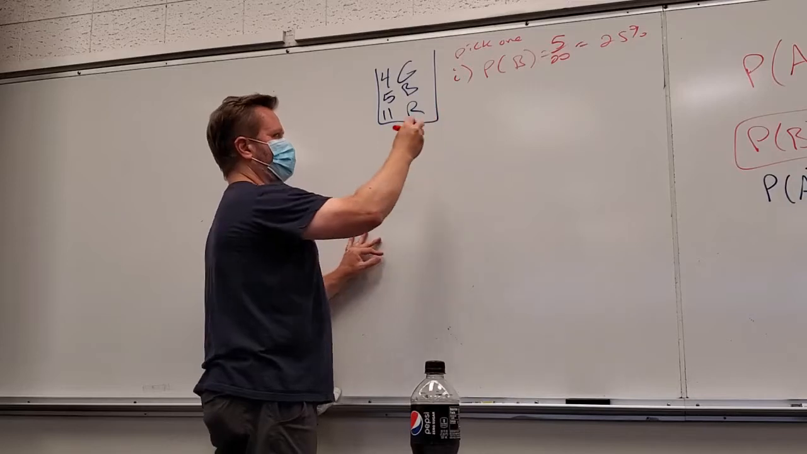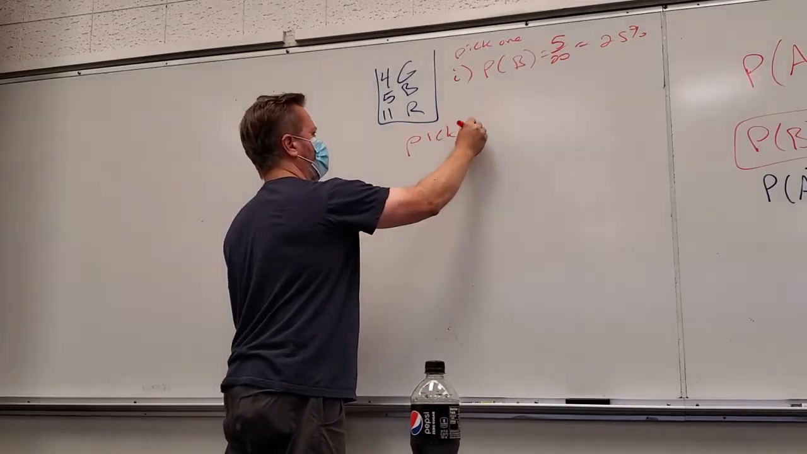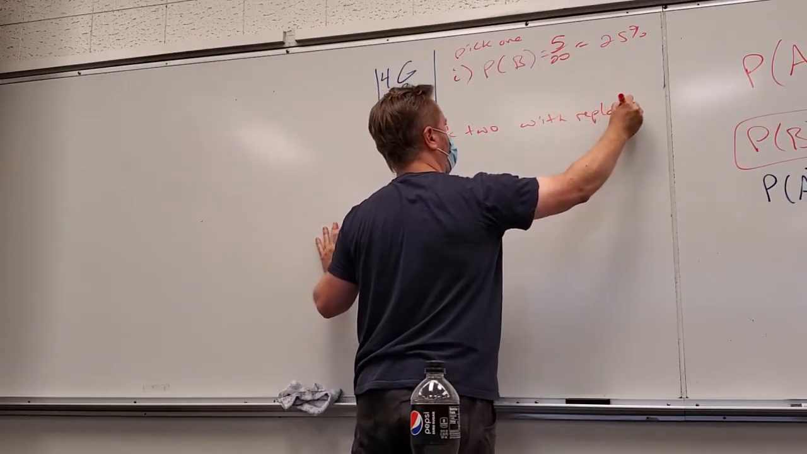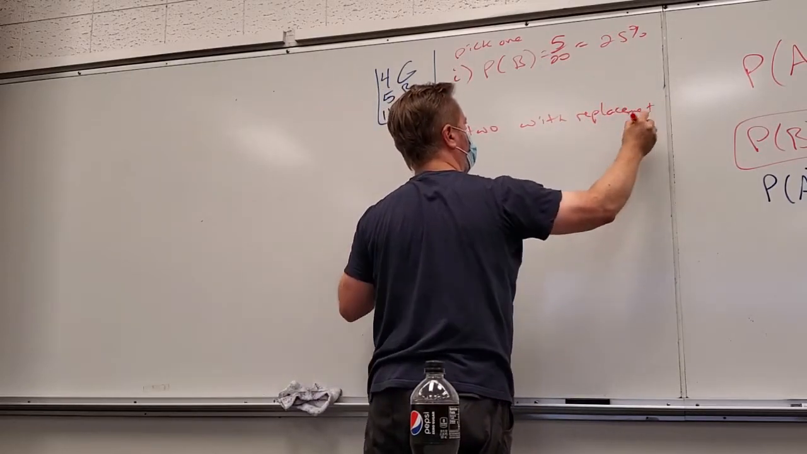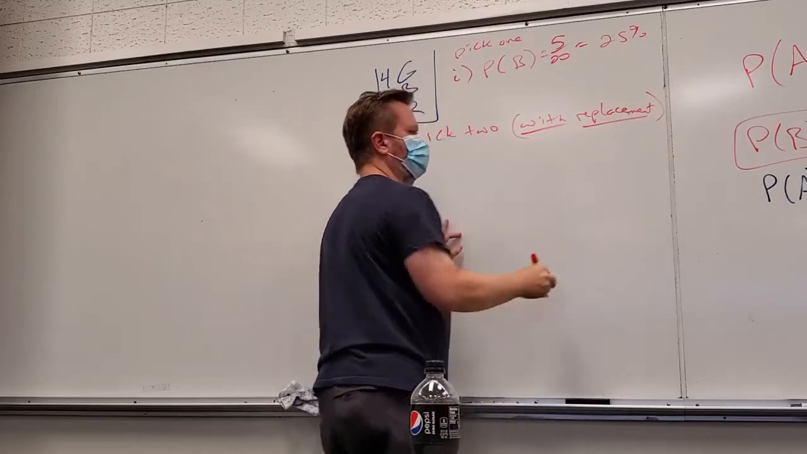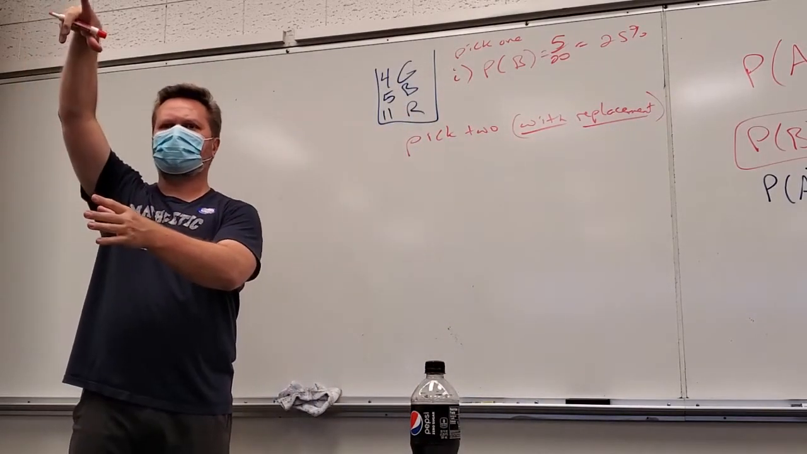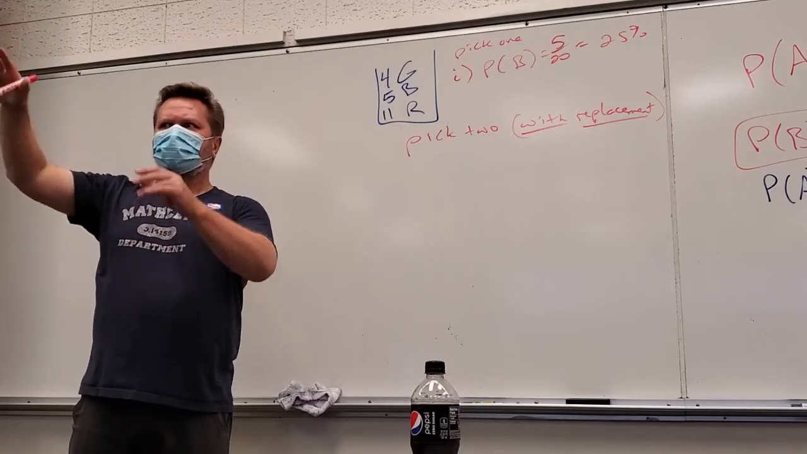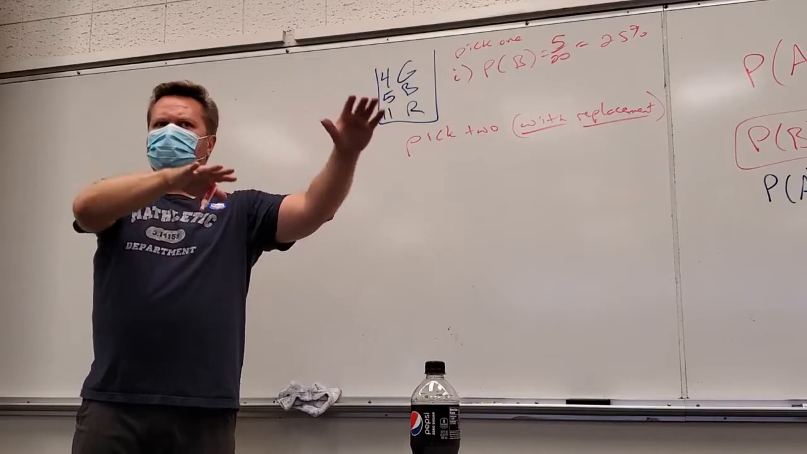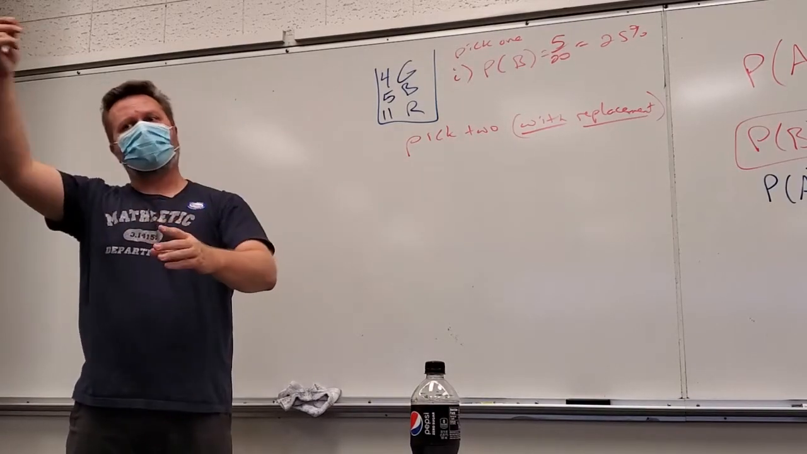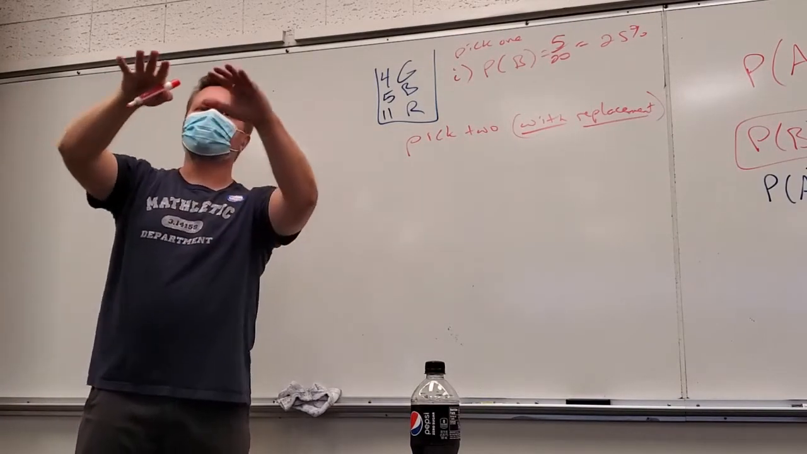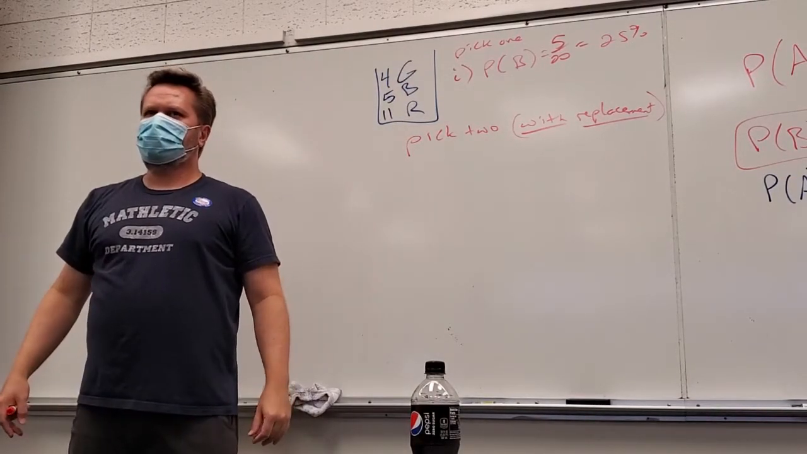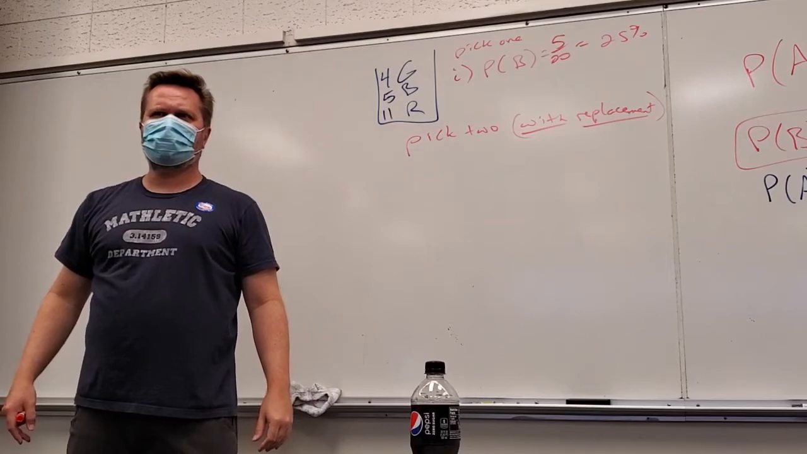Okay, so if I pick 2, I'm going to pick 2 with replacement. With replacement. Meaning, I pick one and then I drop it back in. And then I pick another one. So every time I pick one, the bottom stays the same. If I did it without replacement, the bottom would change every time I picked another one because I keep losing chips. Okay.